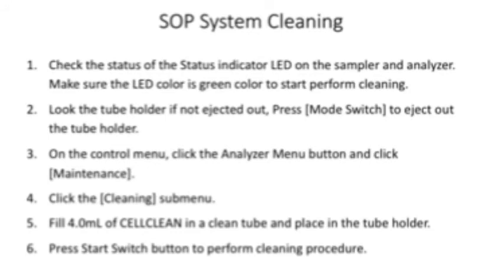Next, we go to the SOP for system cleaning. Check the status indicator LED on the sampler and analyzer. Make sure the LED color is green to start performing cleaning. Look at the tube holder to see if it is not ejected out. Press the mode switch to eject out the tube holder.